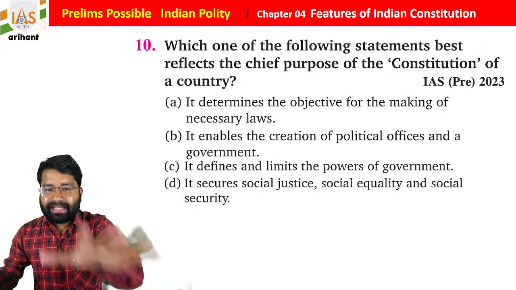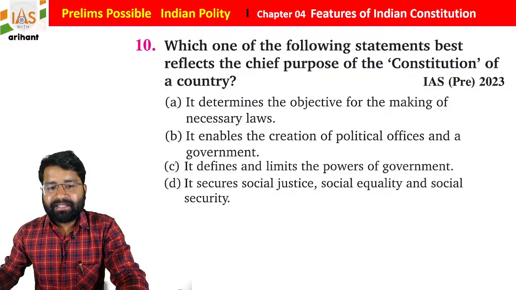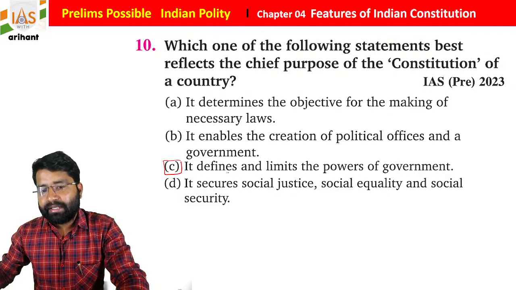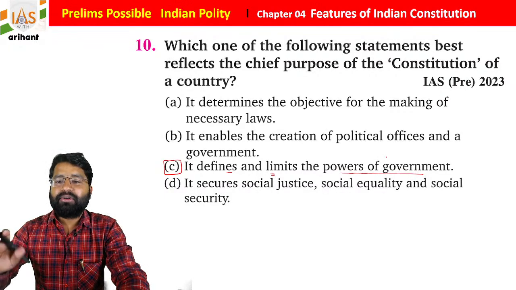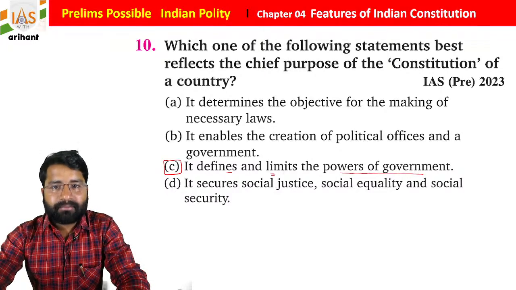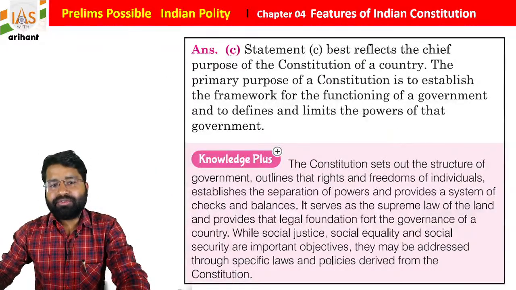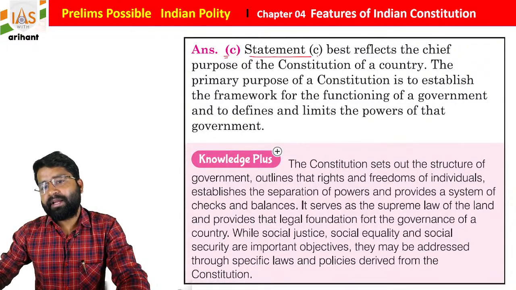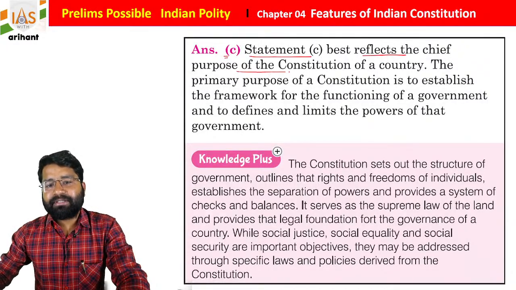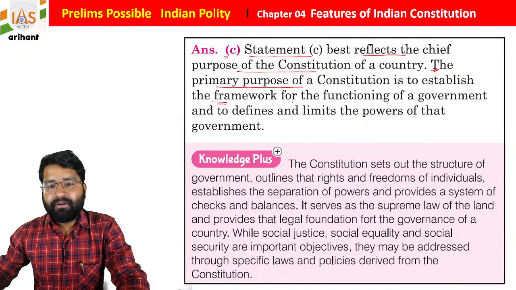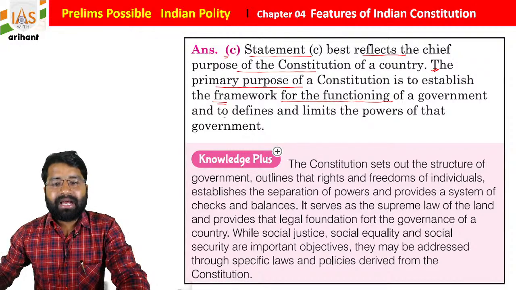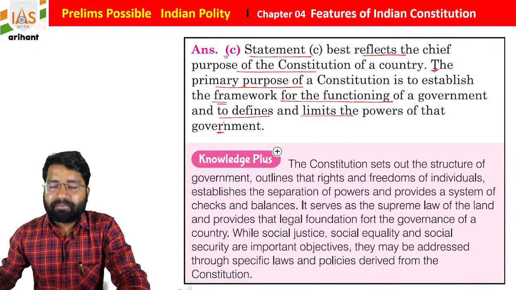So if we read it carefully, basically the Constitution defines and limits the power of government. Okay, so this is also very important for the examination. Just remember it. So what you see here, statement C says that it reflects the chief purpose of the constitution of a country, the primary purpose of the constitution, to establish the framework for the functioning of a government and to define and limit the power of the government, students.